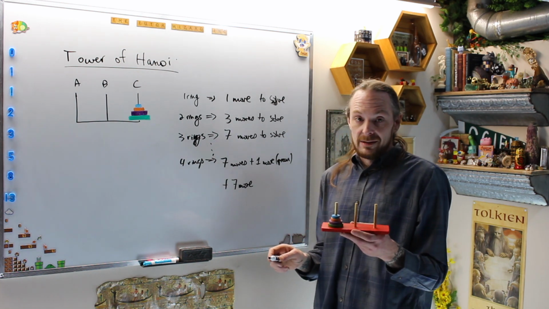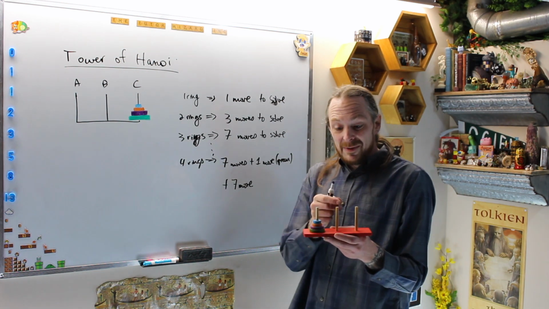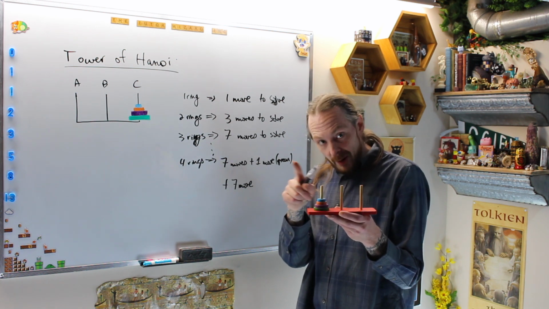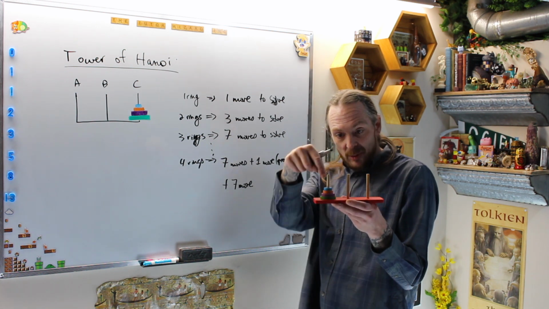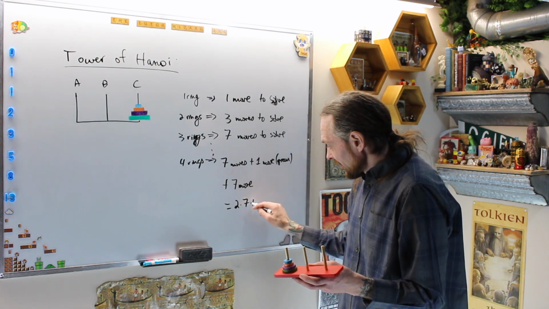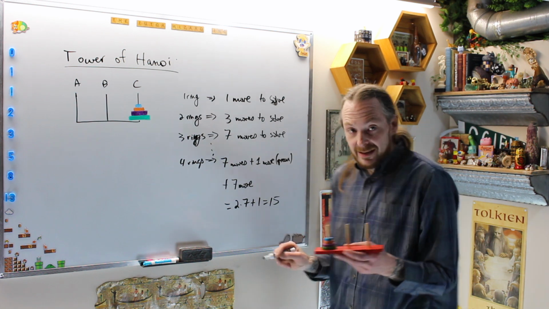again after. So again, what we're doing is I solve the 3 ring puzzle to put it in the middle. Then I move the 4th ring over, 1 move. Then I solve the 3 ring puzzle to put it on the last peg. So what is that? 2 times 7 plus 1, which is 15, is the next number in the sequence.